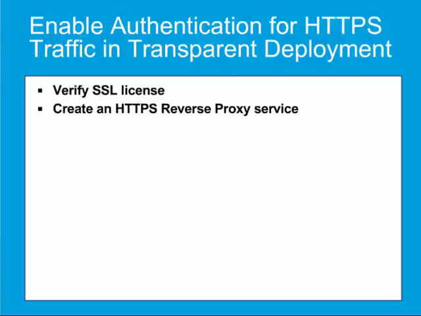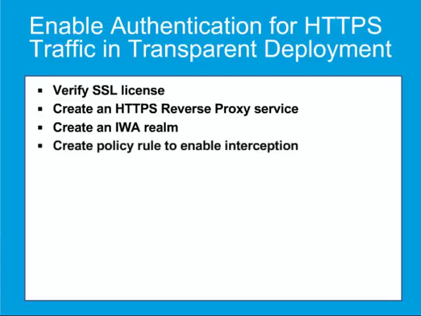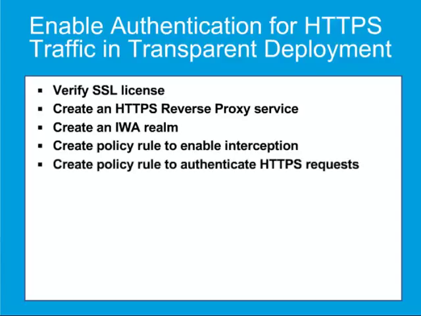Create an IWA realm for authenticating your HTTPS traffic. Create the policy rule to enable the appliance to intercept HTTPS traffic. Create the policy rule that enables the ProxySG to authenticate client HTTPS requests, and install the policy. For more details, refer to the ProxySG First Steps WebGuide.